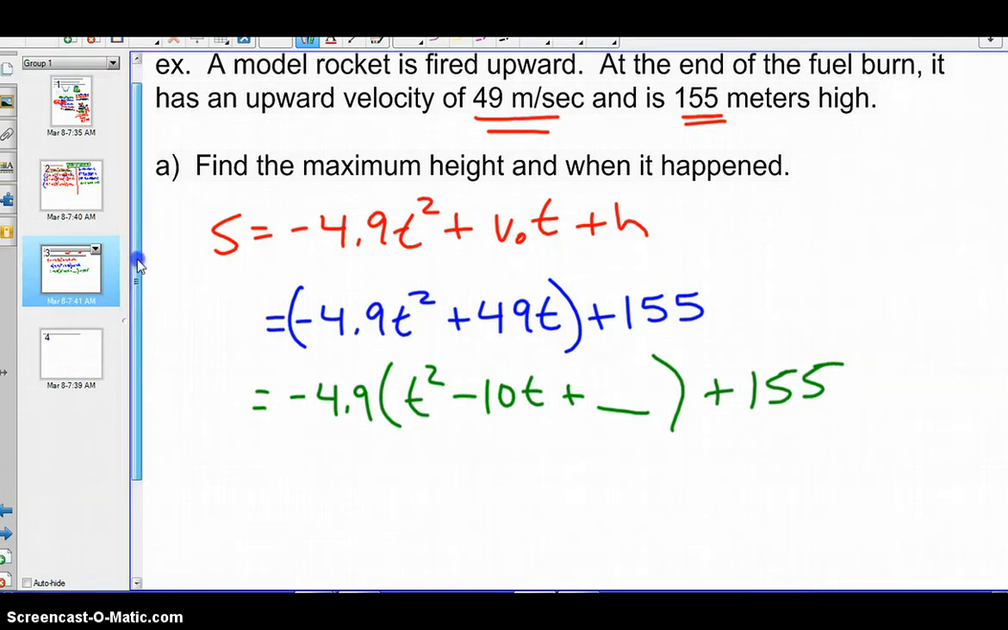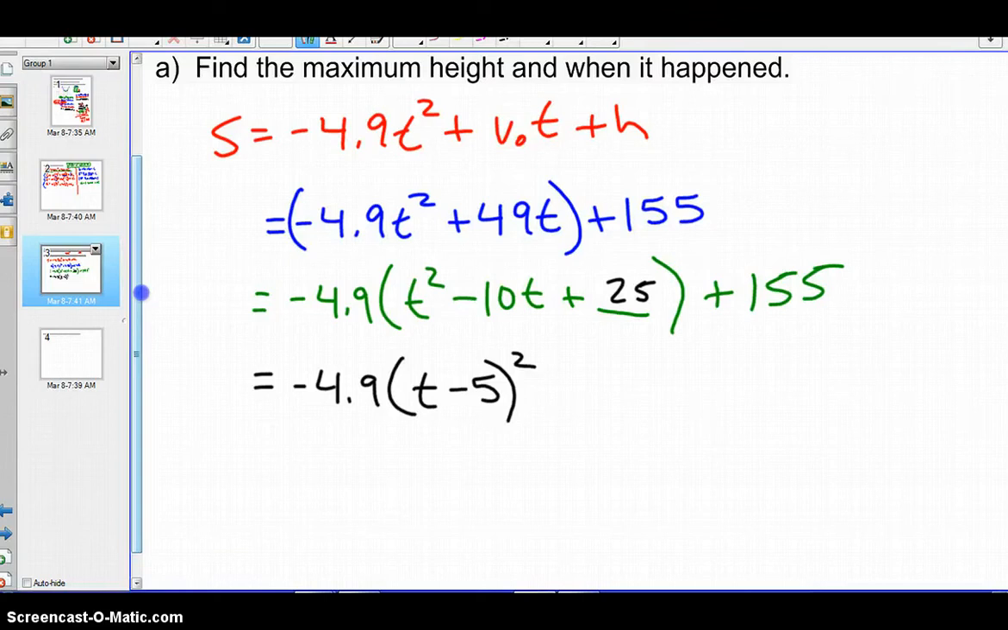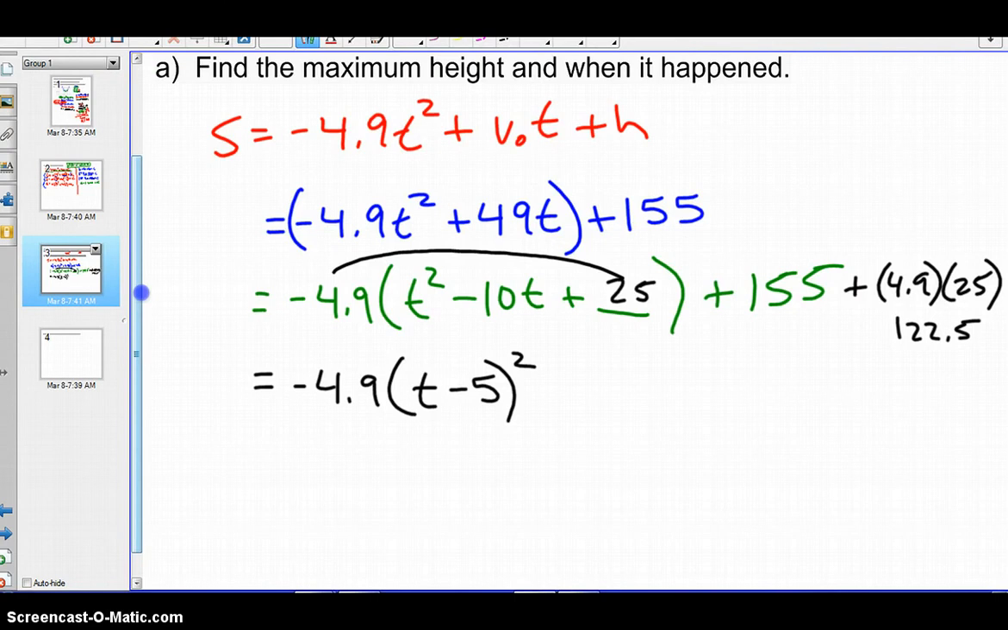And now what we're going to look to do is complete the square, because again, finding the maximum means it's a downward graph, and also we want to find the vertex. We're going to be putting it into vertex form. So when we do that, we're going to take half of negative 10, which is negative 5, so t minus 5 squared. And then 5 squared is 25, but we didn't really add 25. Remember, we did negative 4.9 times 25, so we need to do positive 4.9 times 25 to keep the problem equal.